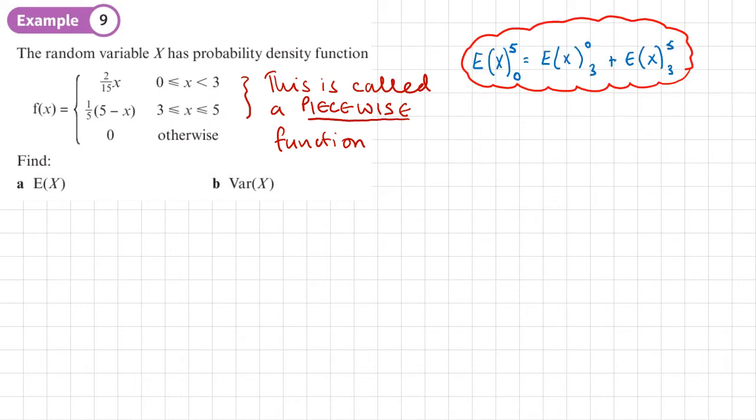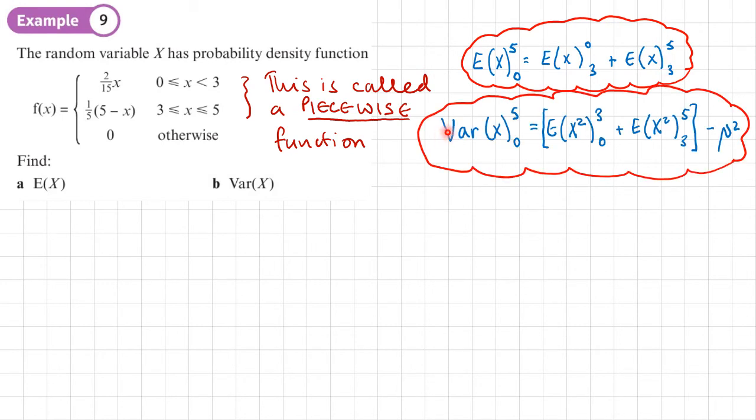I've made up my own notation here. The mean between 0 and 5 is the mean between 0 and 3, and we add that to the mean between 3 and 5. Finally, if we want to find the variance between 0 and 5, we need to find E of x squared between 0 and 3, add it to E of x squared between 3 and 5. We add those together, then we take away the mean squared from that.